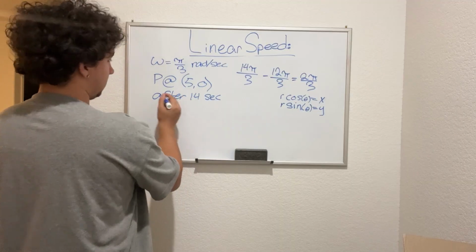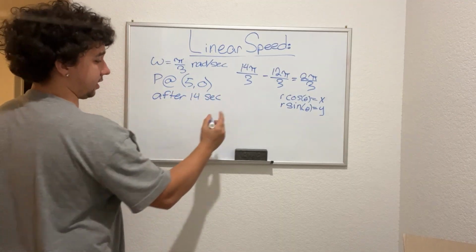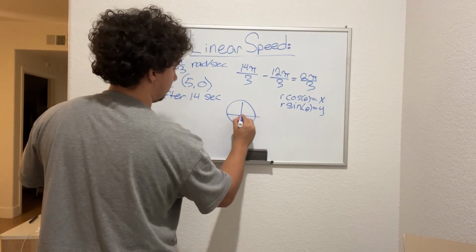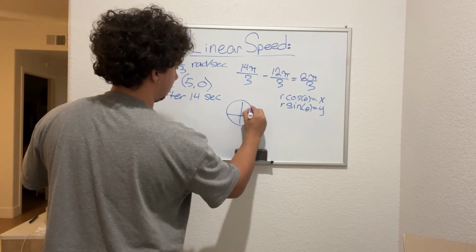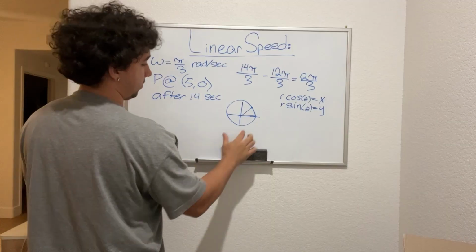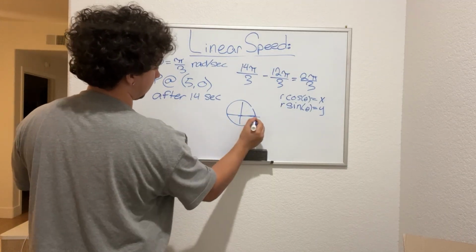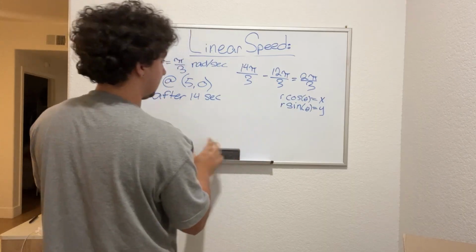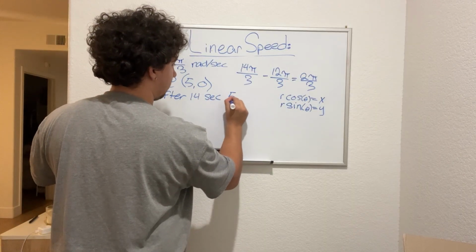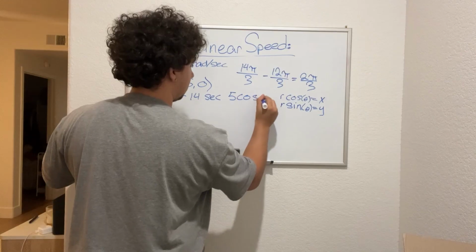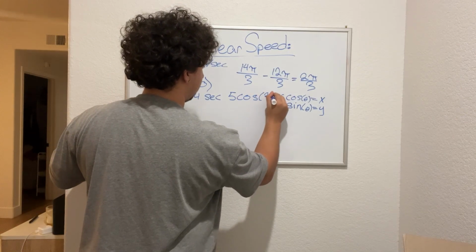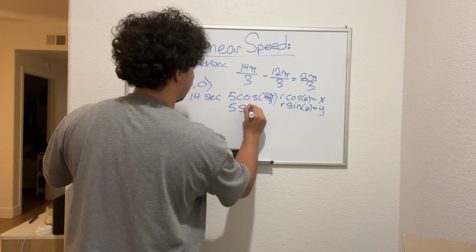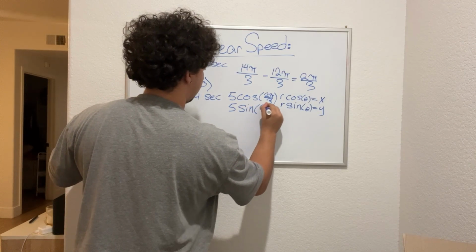Well, r is the radius, and if you think about this, this is the x-intercept, which is essentially going to be our radius, but not right there, it's right here, right? Because this is the x-intercept at 5. So I'm just going to plug that in. So in this case, I'm going to get 5 cosine of 2 pi over 3 and 5 sine of 2 pi over 3.